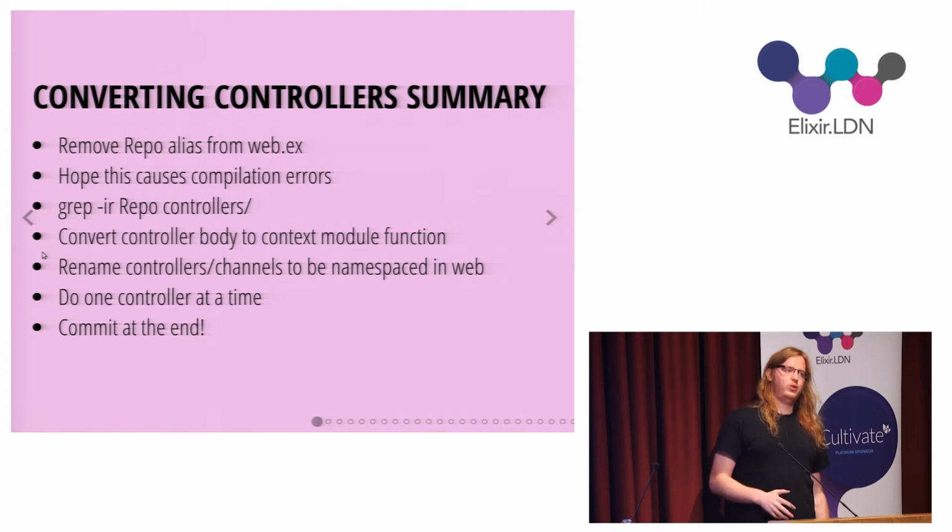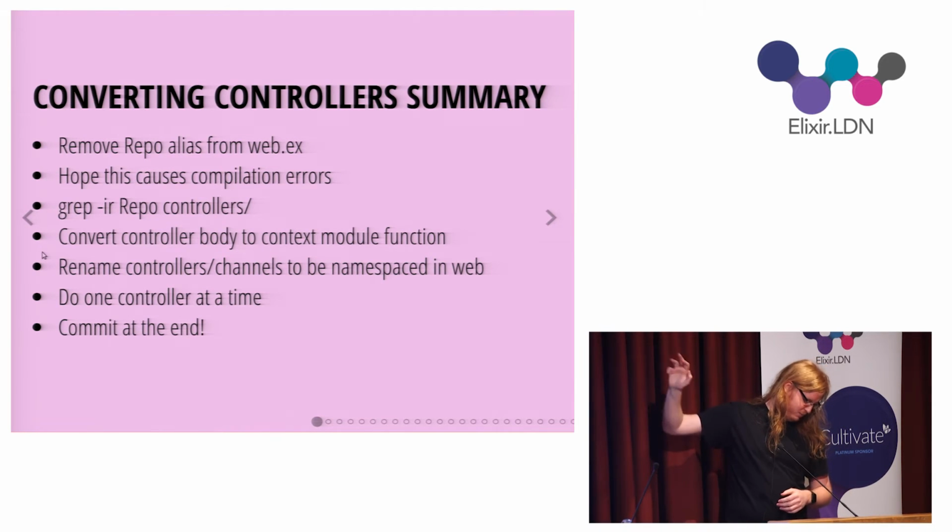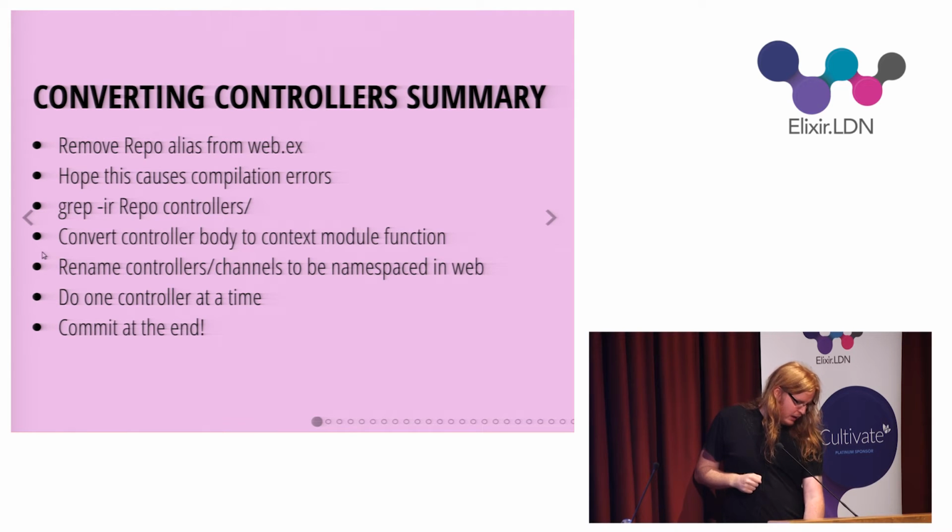Do one control at a time as well. Don't try and do everything at once, because you're going to have a bad time. And commit at the end as well. This is actually a Git talk with little bits of Elixir thrown in. So I will mention when to commit several times.